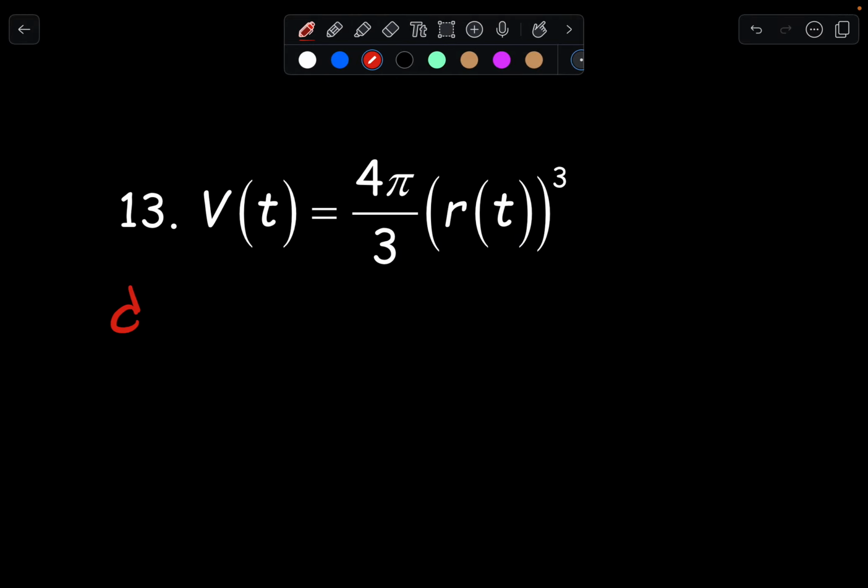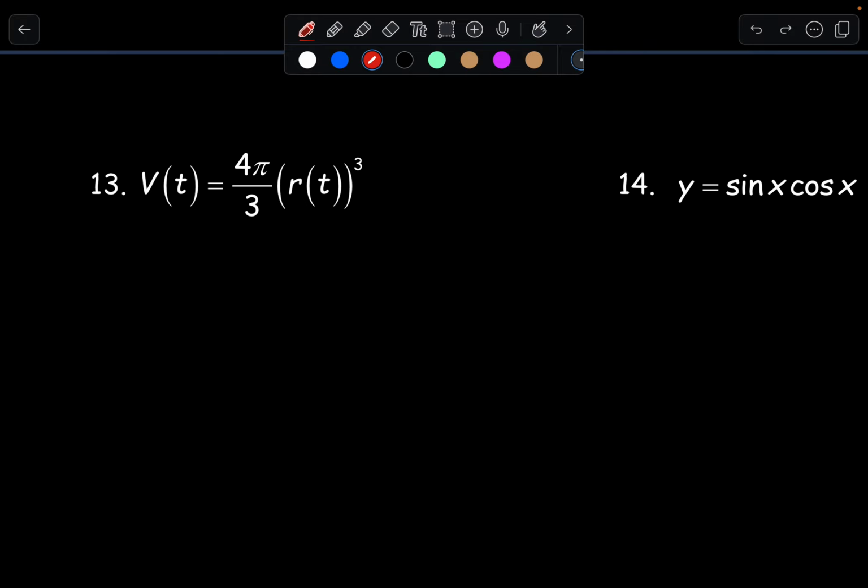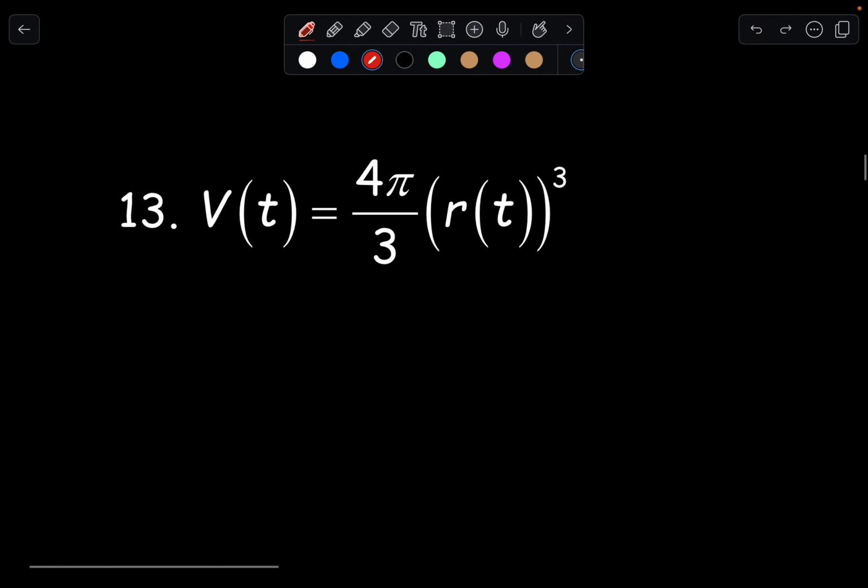All right, so this is a continuation of working through problems that involve the product rule, quotient rule, chain rule, and your transcendental derivatives. Problems 1 through 12 were in the previous video, okay? So number 13 is we have V of t is equal to 4 pi over 3 times r of t to the power of 3. Hopefully this formula looks familiar, but if not, that's okay. We will get back to it later once we get to related rates.